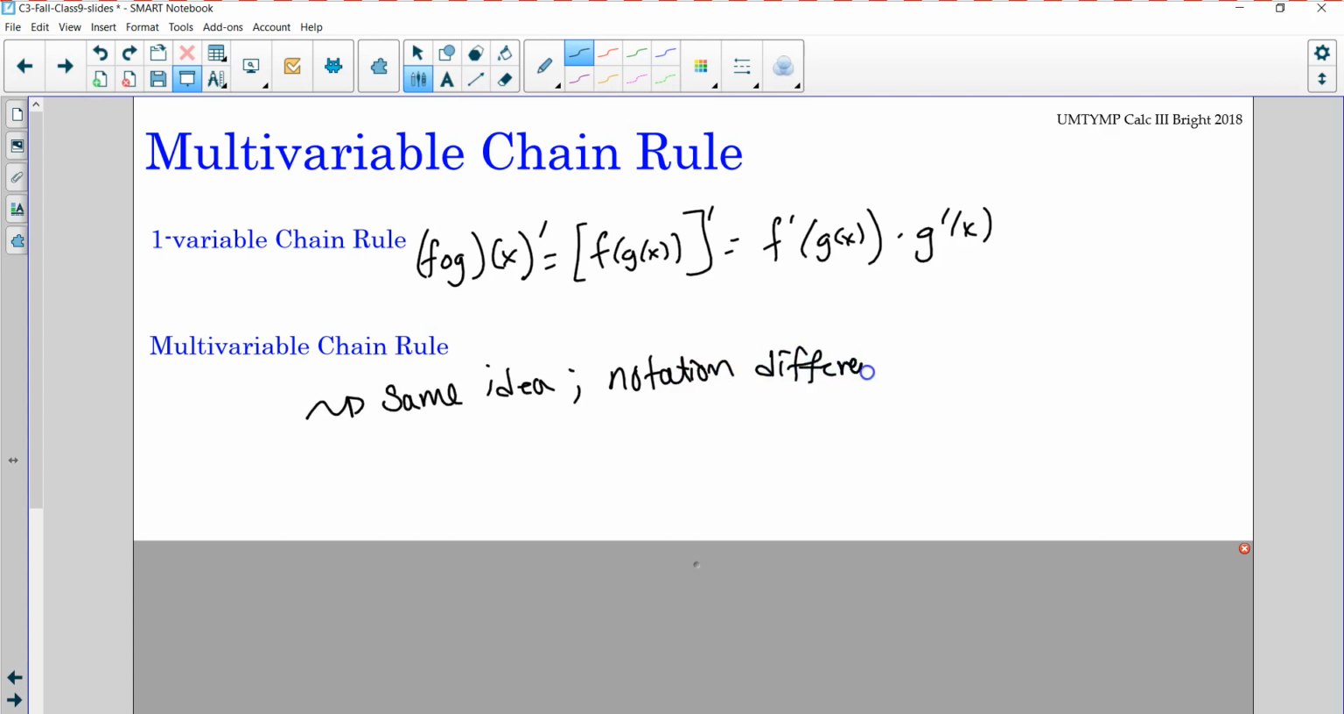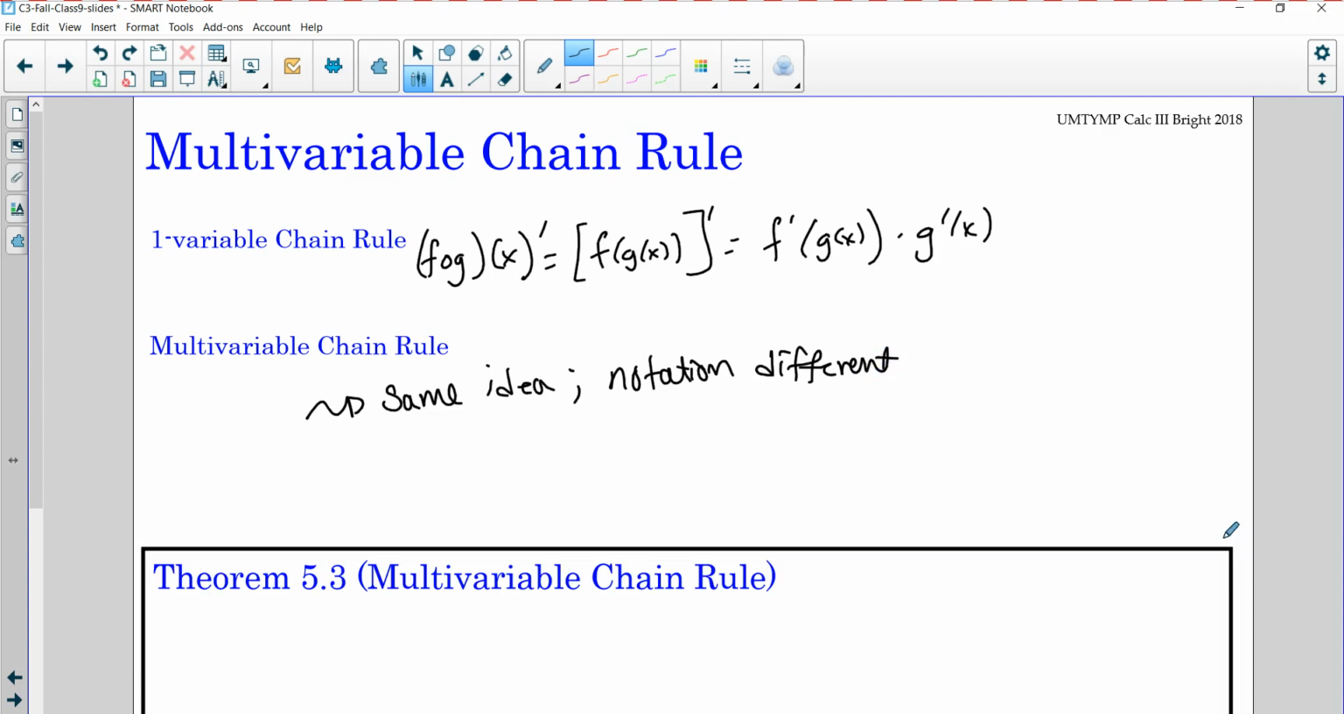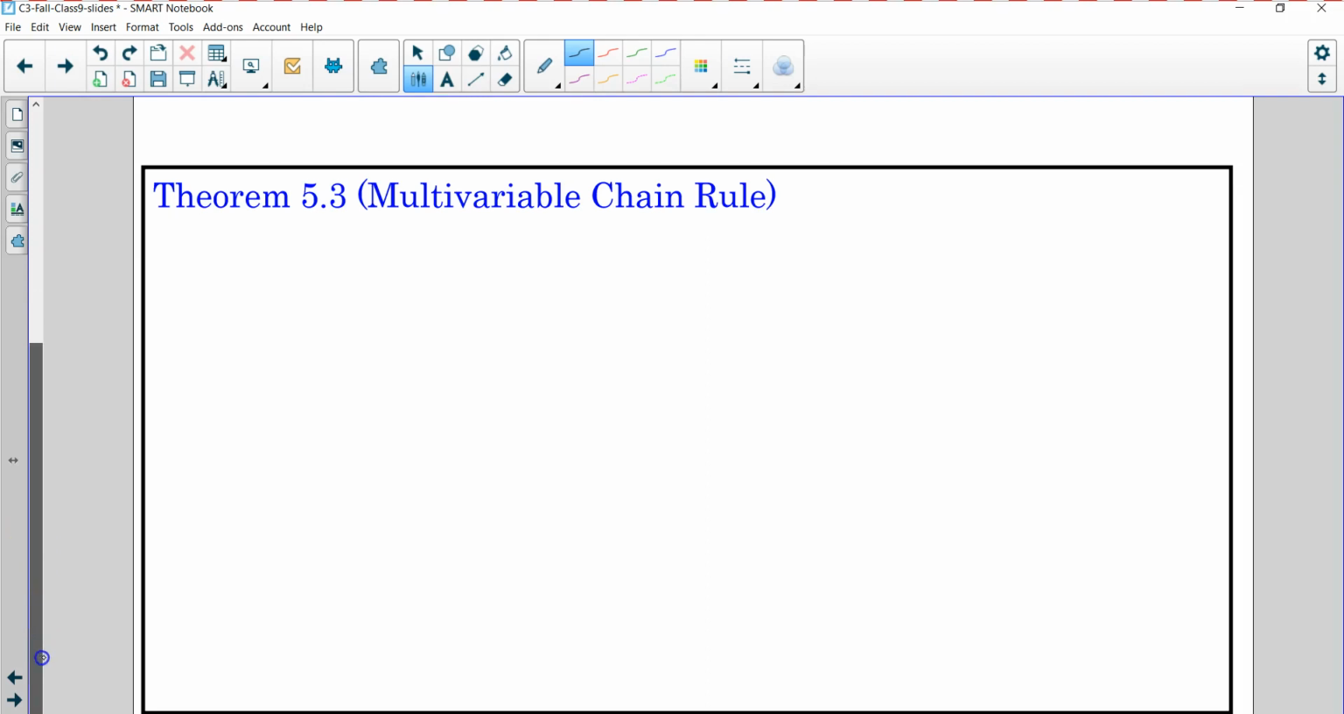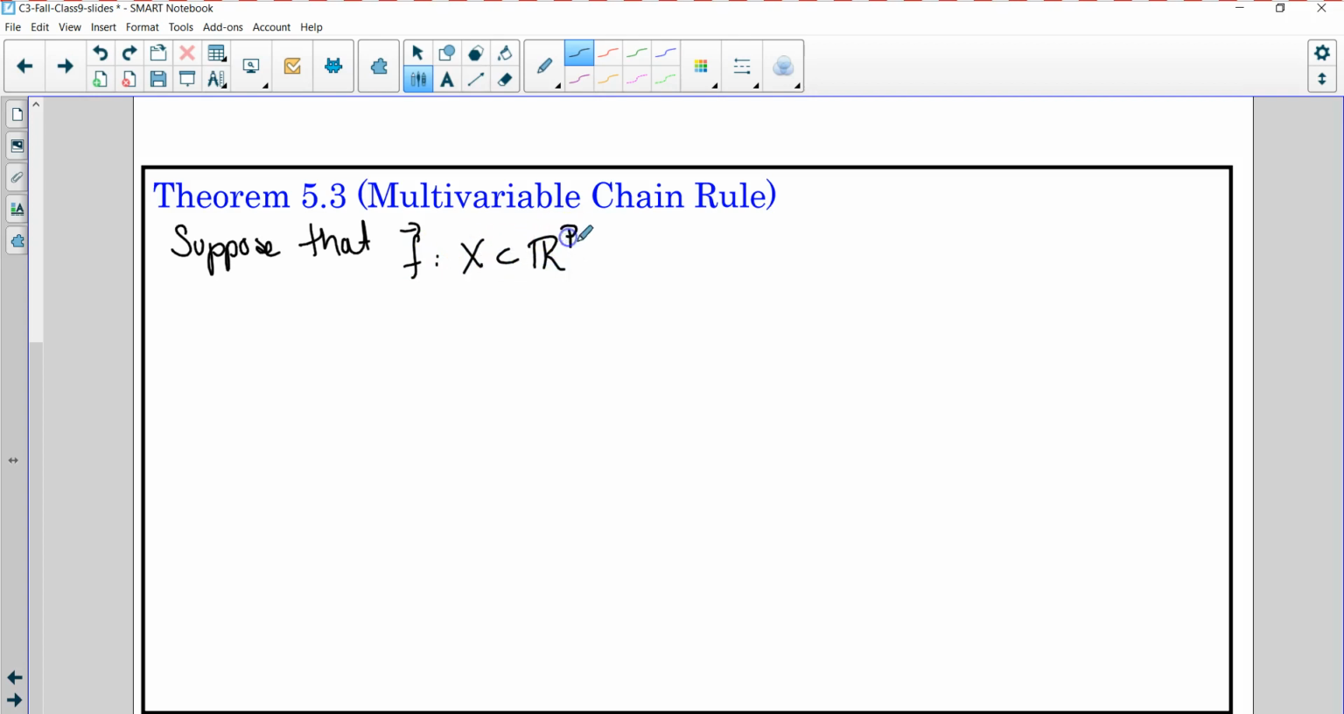Alright, and so what we're going to see in the chain rule, we're going to write it all out, and we have to do a little bit of remembering of notation from Calc 2, actually. So in this theorem, we have to be given, or suppose, that we have a function f, and now we have multiple inputs and outputs. So f is going to be defined on a domain X that is a subset of R^p. Okay, roll with me here for a minute. And its output is going to be in R^m.